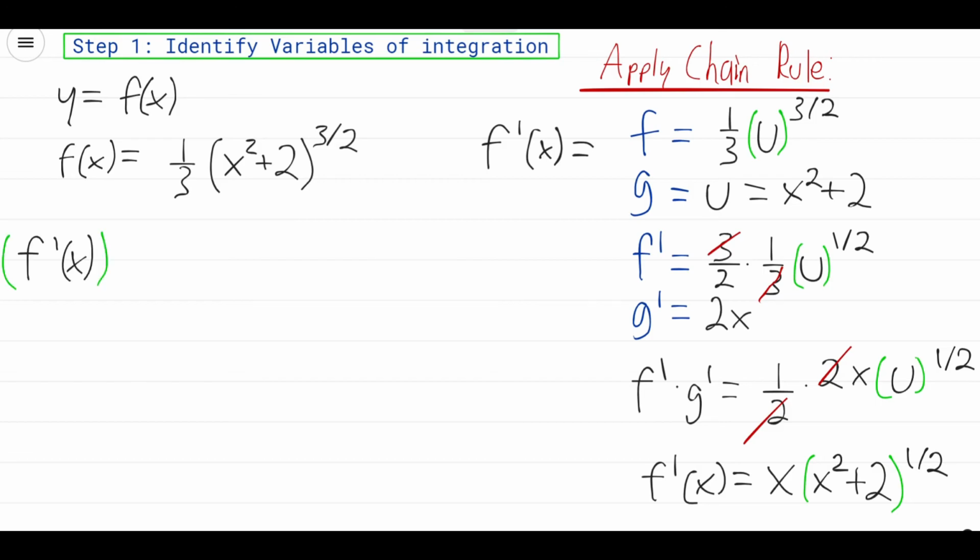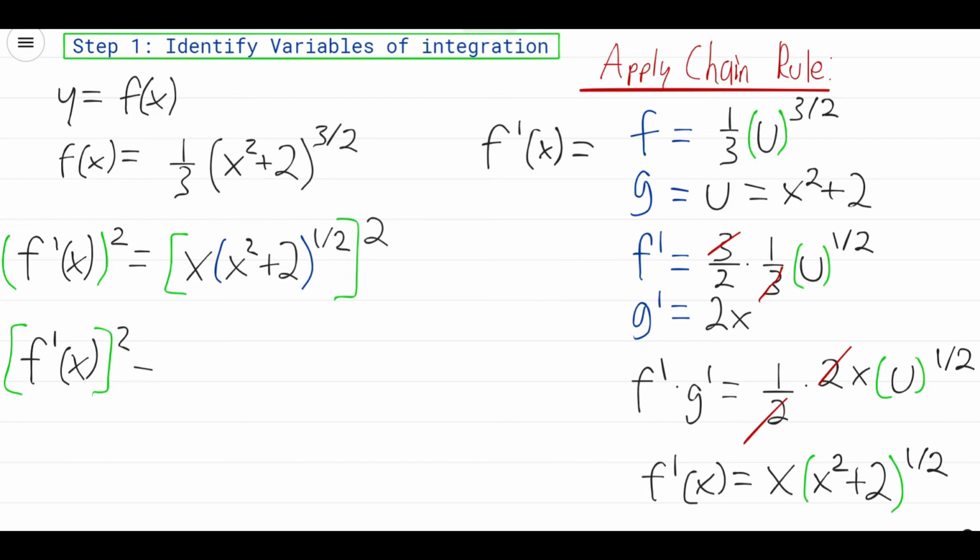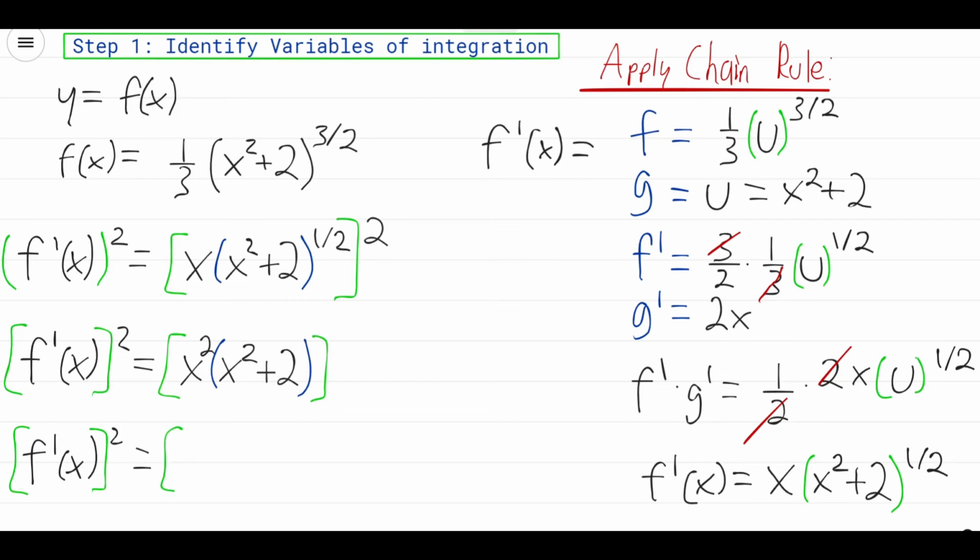So now we need to square this. f prime x squared is equal to x times (x squared plus 2) to the 1/2, and we're squaring both of these. Notice I use parentheses so we don't make a mistake when we square this, and I highly recommend you do it, so it helps you keep track of your work. So our f prime x squared is equal to x squared times (x squared plus 2), because 1/2 times 2 when we distribute the square is 1. Again, we're going to simplify this a step further. f prime x squared is equal to, distributing the x squared to both terms, x to the 4th power plus 2x squared.